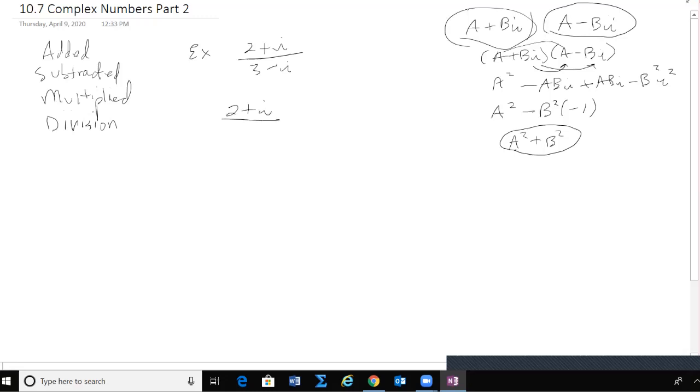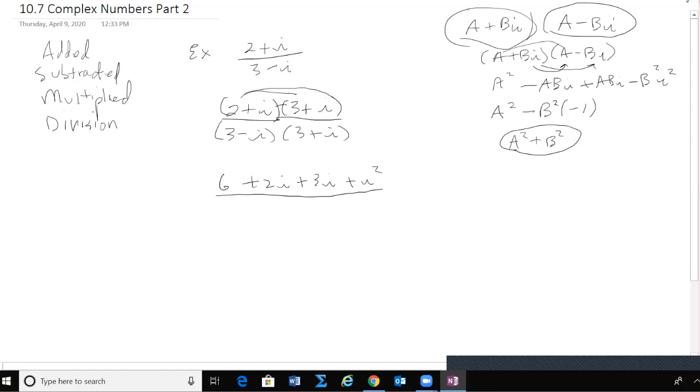2 plus i over 3 minus i. So we'll use the conjugate on this, which is 3 plus i, and I'll put that same 3 plus i up here. Whatever I multiply the denominator by, I do the same in the numerator. So now let's find that product up on top. We'll have a 6 plus 2i, this times and this times, and then we have another 3i in the middle, and then finally an i squared on the end. Okay, so that's the numerator.